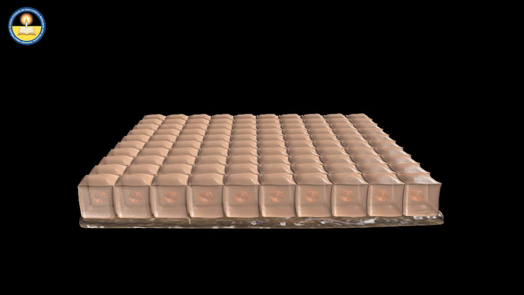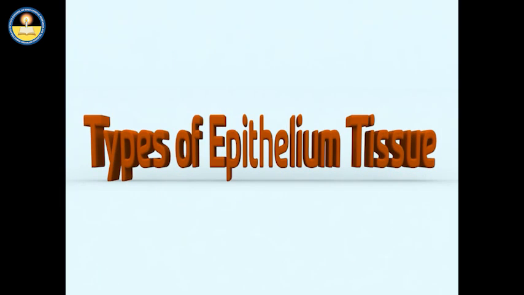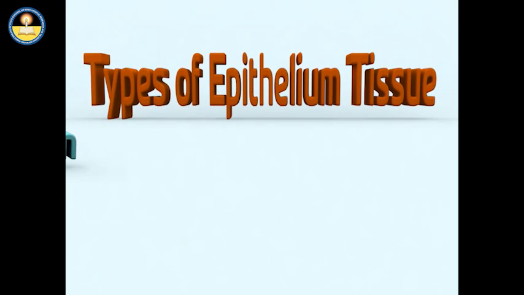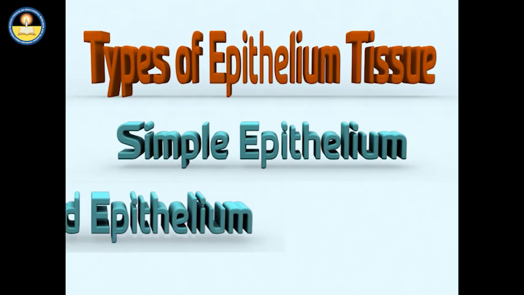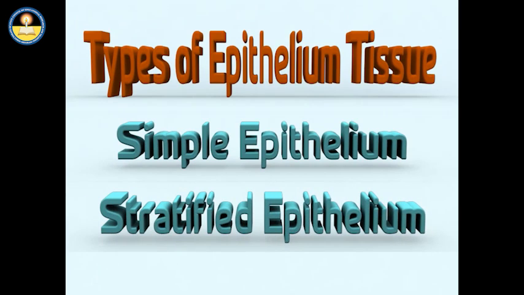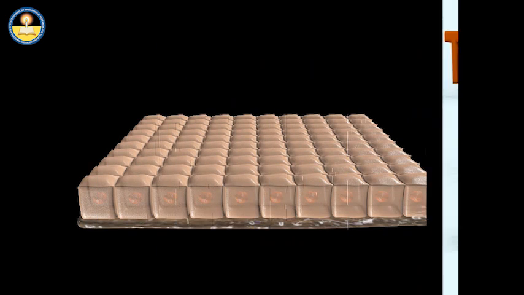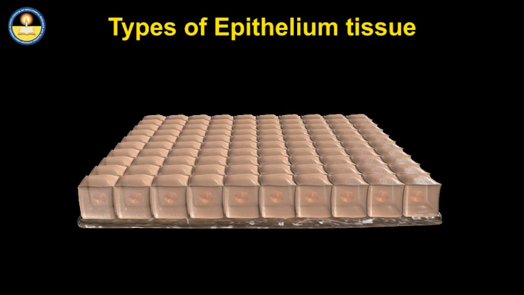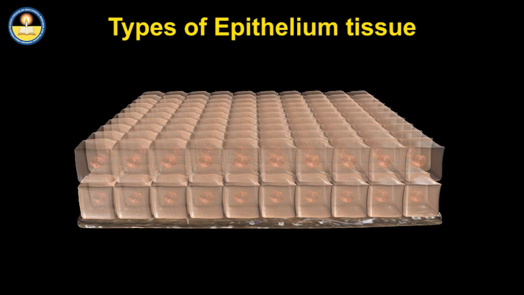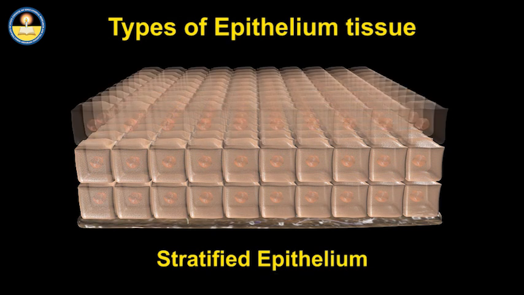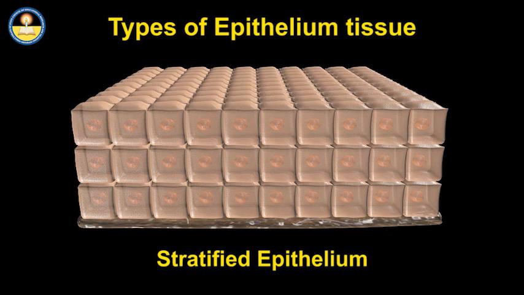On the basis of the number of cell layers present, this tissue is of two types: simple versus stratified epithelium. If an epithelial sheet is composed of one and only one layer, it is a simple epithelium. If there is more than one layer, then it is known as stratified epithelium.